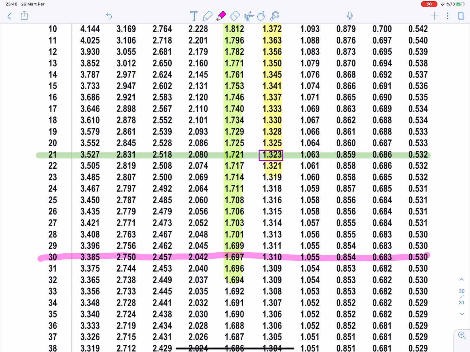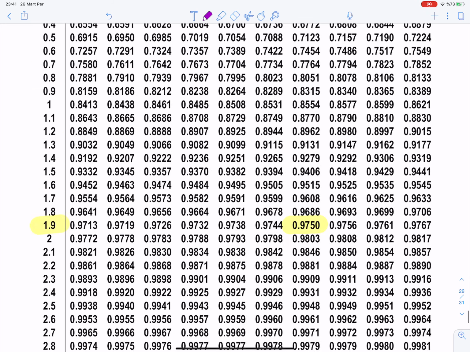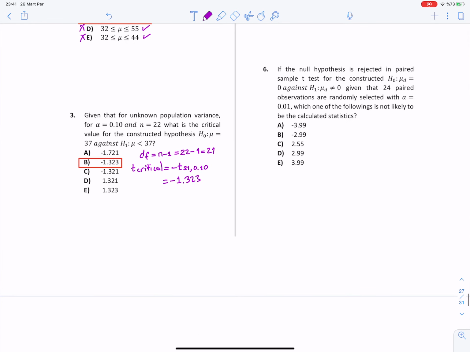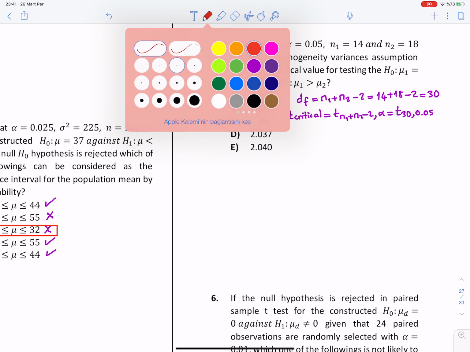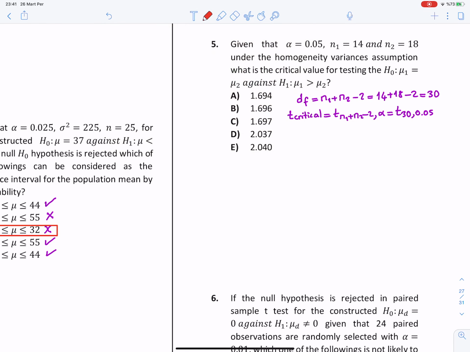Okay, the intersection is, see, that's the critical value: 1.697, the correct answer. So I don't even need to do any calculation. So the correct answer will be 1.697. Okay, that's the correct answer.